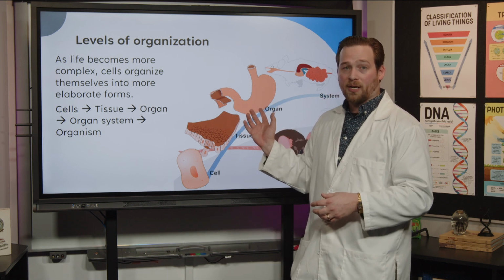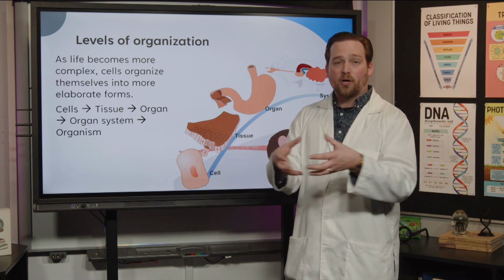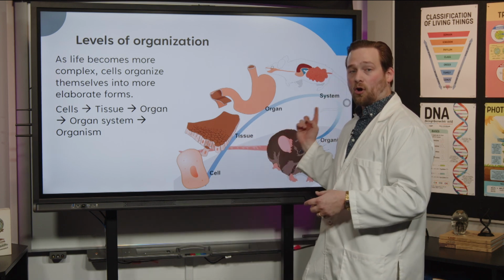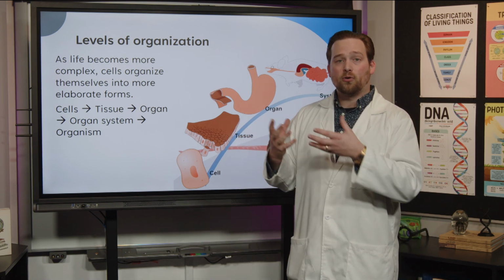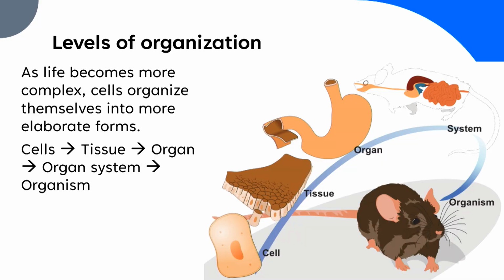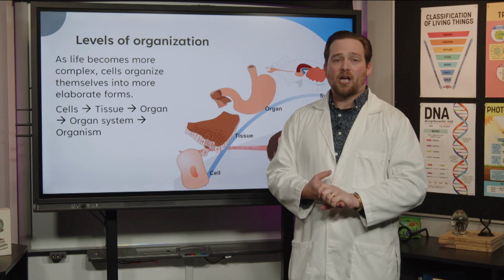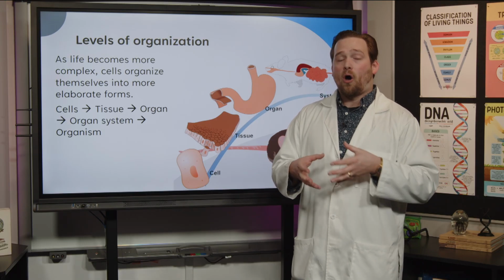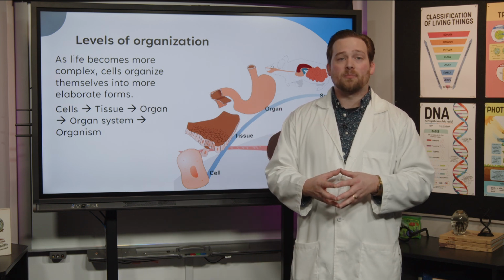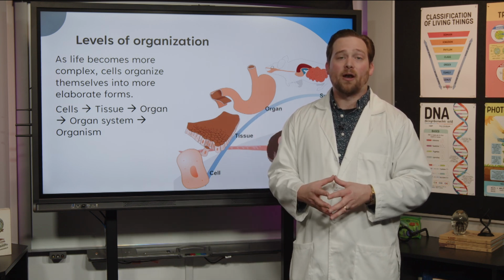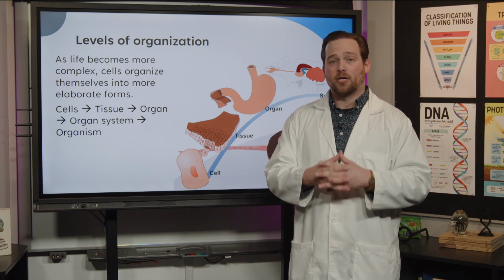This is an organ. You can get a bunch of different organs on a team, and that would make something called an organ system. So your stomach helps you digest food, but it's not the only organ that does that. When your stomach starts to work together with your small and your large intestine and your esophagus and a lot of different organs, all of those organs come together to make something known as the digestive system. And all of those organs are going to help you digest your food.